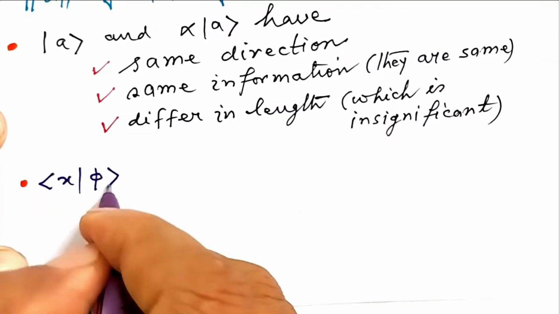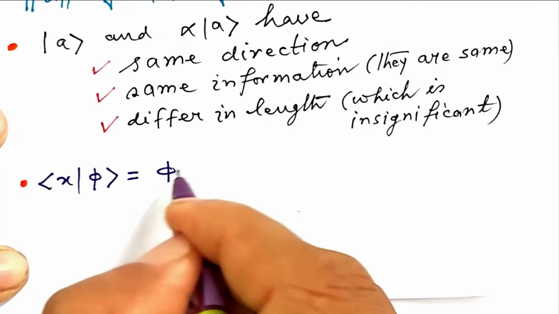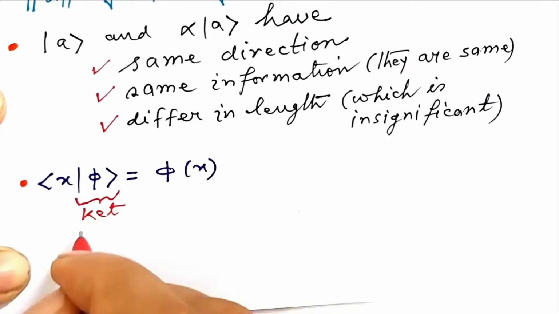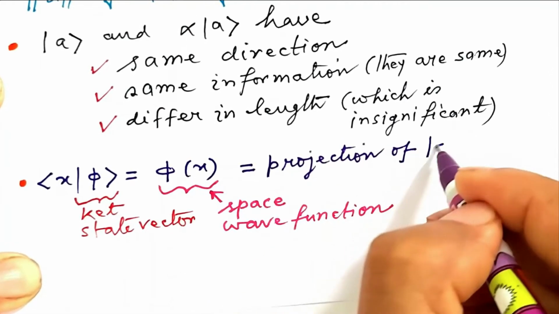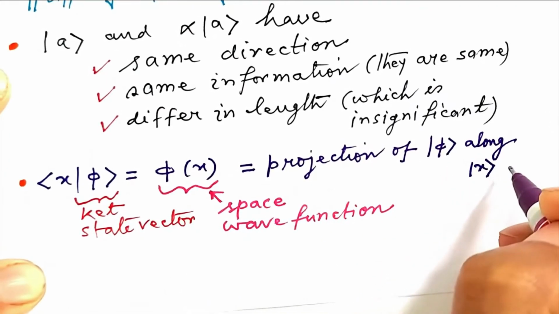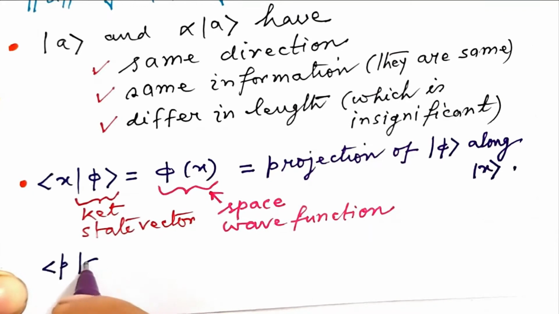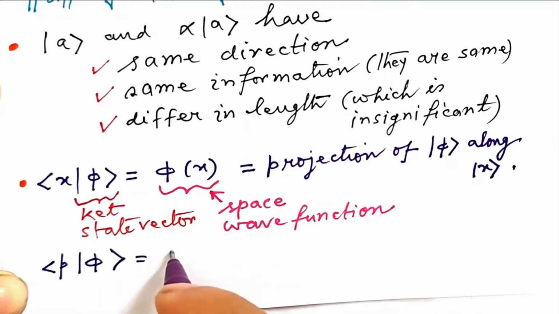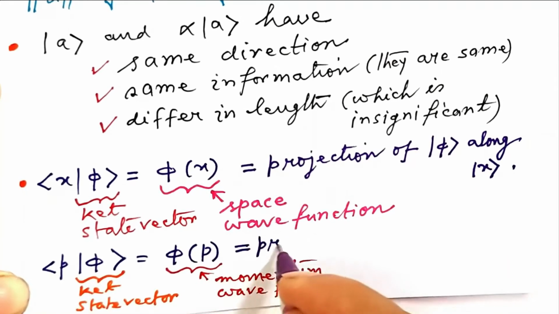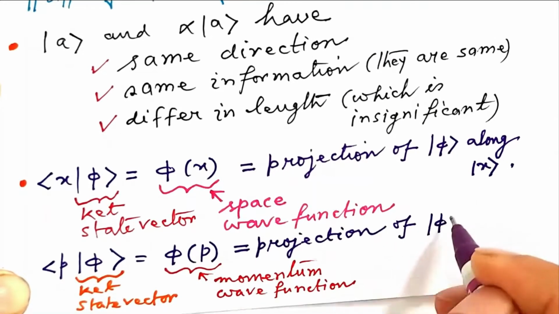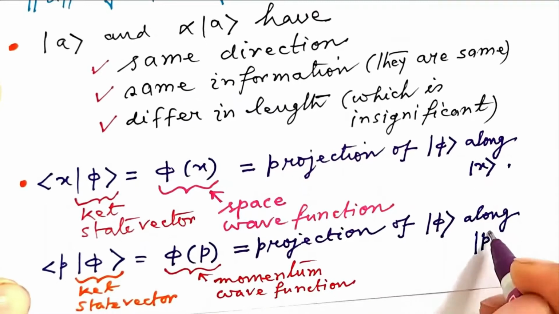Bra x ket phi represents the space wave function phi of x. It is in fact the projection of ket phi state vector along ket x. Bra p ket phi represents the momentum wave function phi of p. It is in fact the projection of ket phi state vector along ket p.